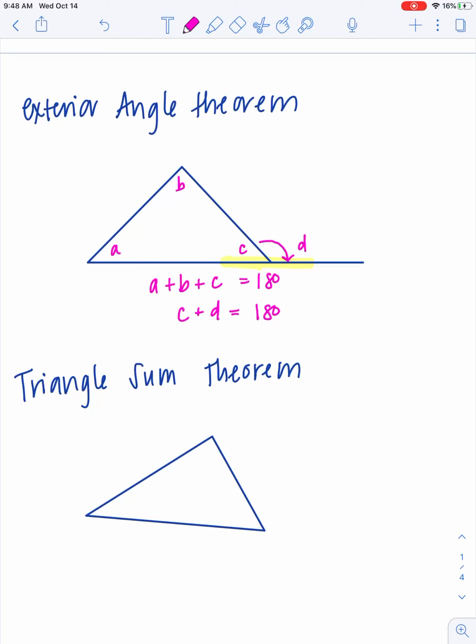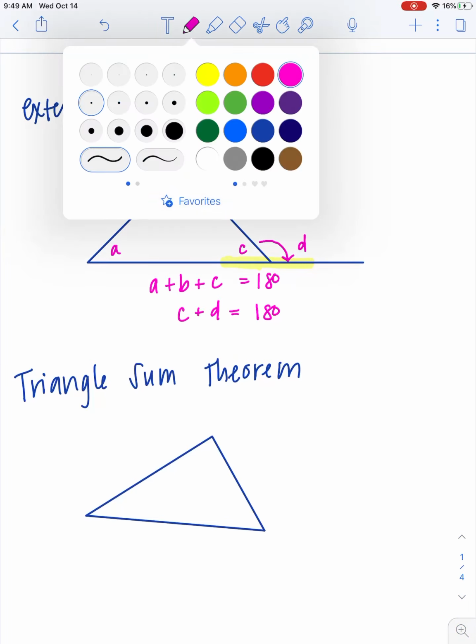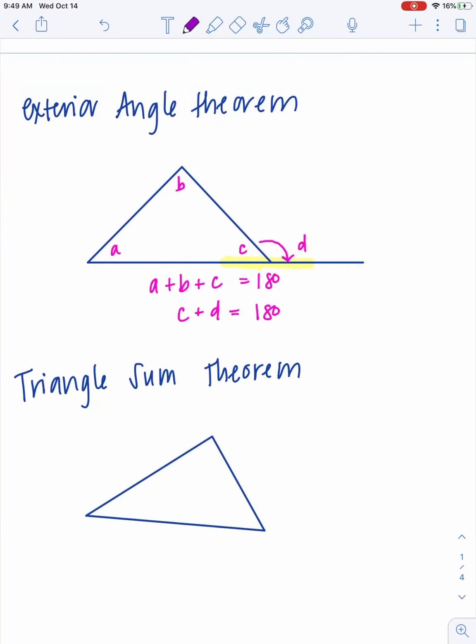So looking at the difference here, if I were to substitute these, let's see. I have A plus B plus C equals 180 and C plus D equals 180. Because they both equal 180, I can use the transitive property. I'll change color here. And I can claim that A plus B plus C should equal C plus D because, again, they're both equal to 180. So I'm using the transitive property here.